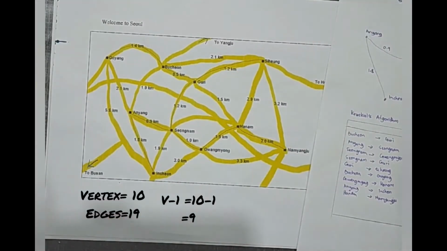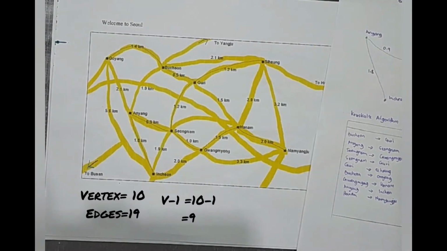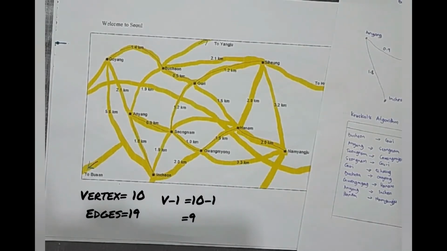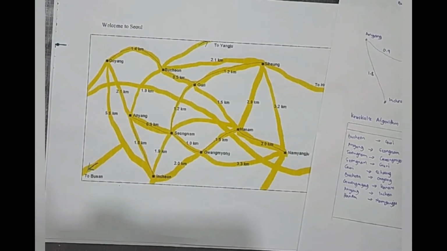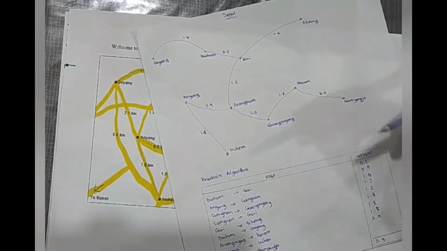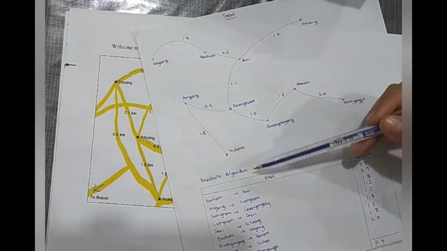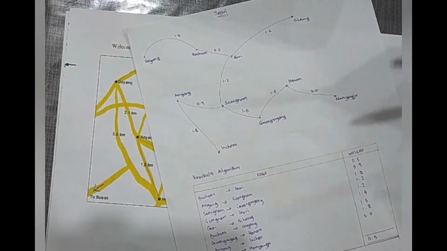The graph contains 10 vertices and 19 edges, so the minimum spanning tree will have 10 minus 1 equals 9 edges. Since the number of edges included equals V minus 1, the algorithm stopped here. The next step is to calculate the minimum amount of travel weight taken.